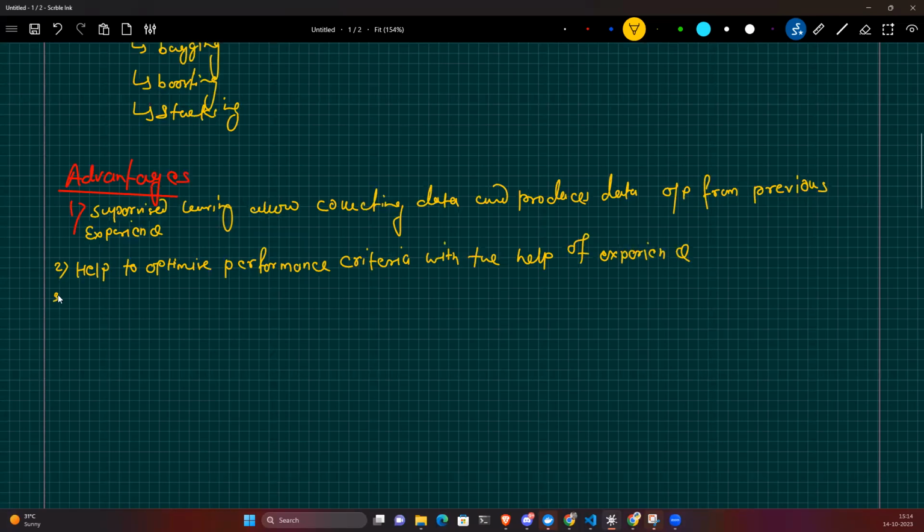Number three. It performs classification and regression tasks. This we already know. It performs classification and regression tasks.